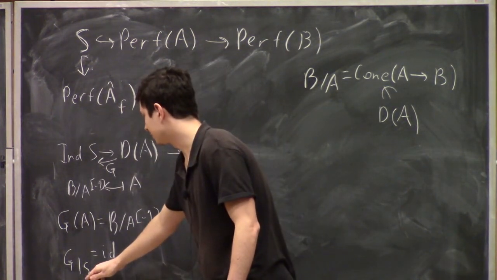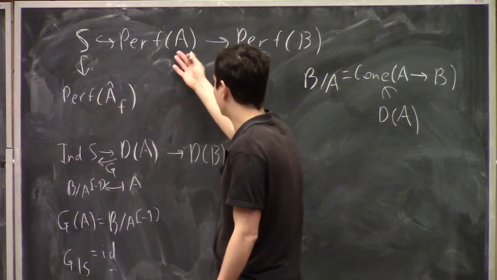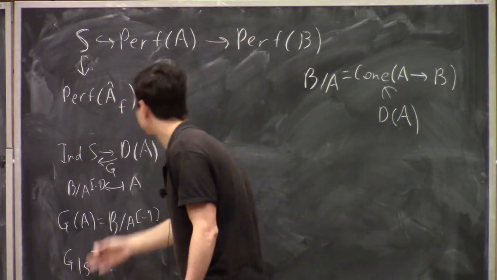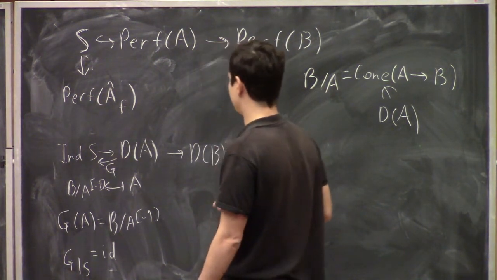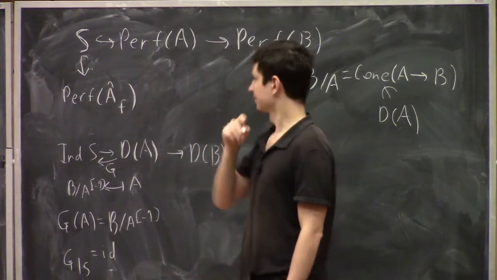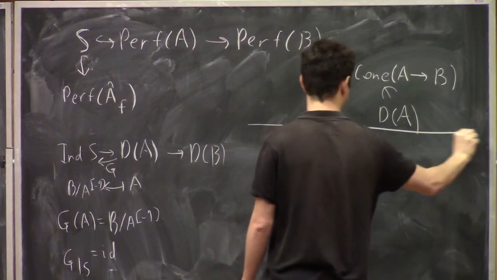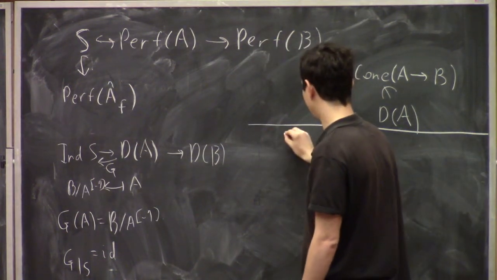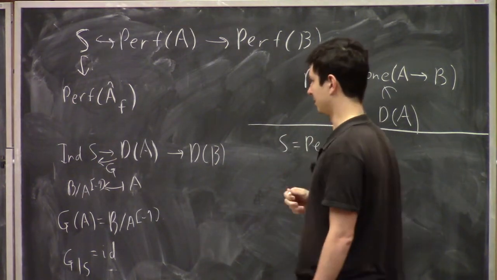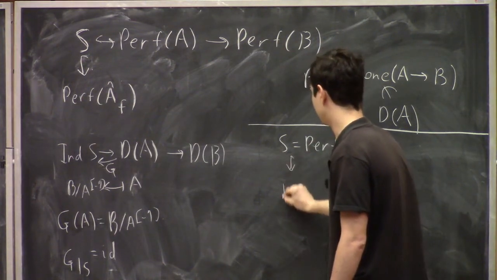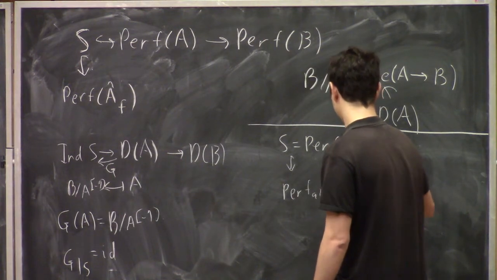G acts by identity on S, and because all the objects from S are generated by A in the triangulated category, this means that we have such a full embedding. So S is a subcategory here. In the geometric setting, once again, S is just the perfect complexes on X supported on Z, and it embeds into the perfect complexes on the completion of X along Z.